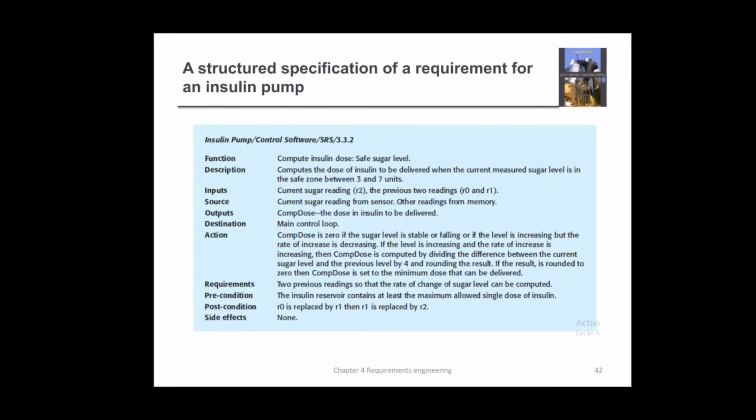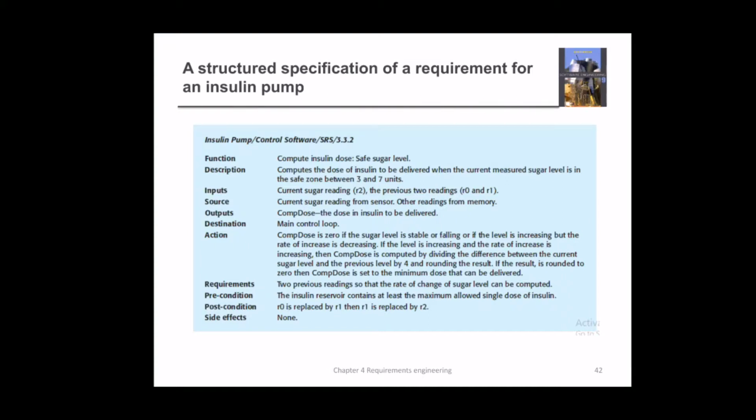You can see the structured specification of a requirement for an insulin pump. Here, this explains the things, right? Function. What is the function of this application that we are going to have? Compute insulin dose, right? What is the safe sugar level? This is going to be calculated. Then the description, how the working of the system is. It computes the dose of insulin to be delivered when the current measured sugar level is in the safe zone, that is between 3 and 7 units.